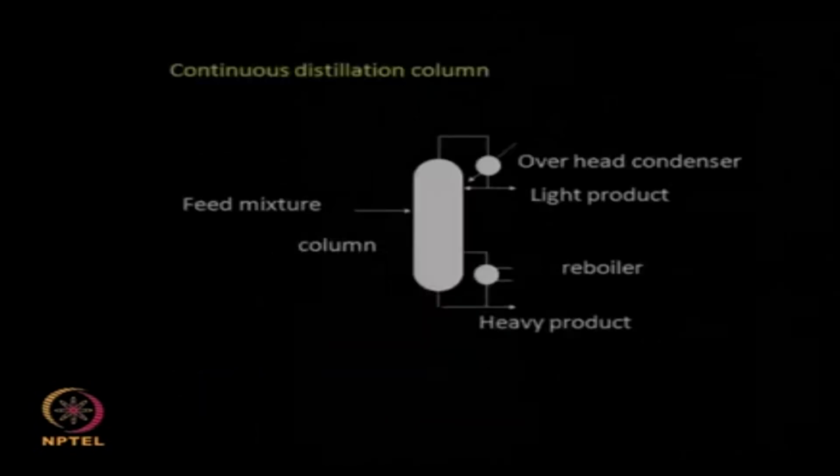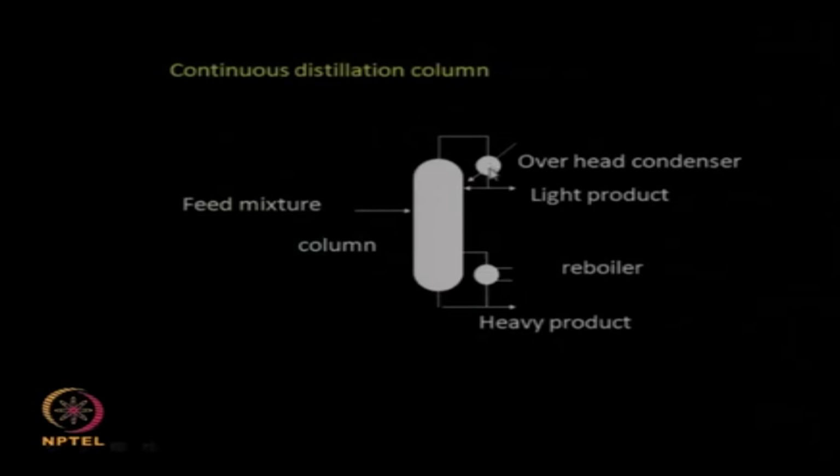Now a continuous distillation column. As the name implies, you are continuously feeding some mixture, and the heavy material comes down, is heated up as a vapor, so it rises, the vapors get condensed, and then the light product is removed. Part of the condensate is sent back, which is called the reflux. Okay. So the liquid travels down, the vapor travels up.